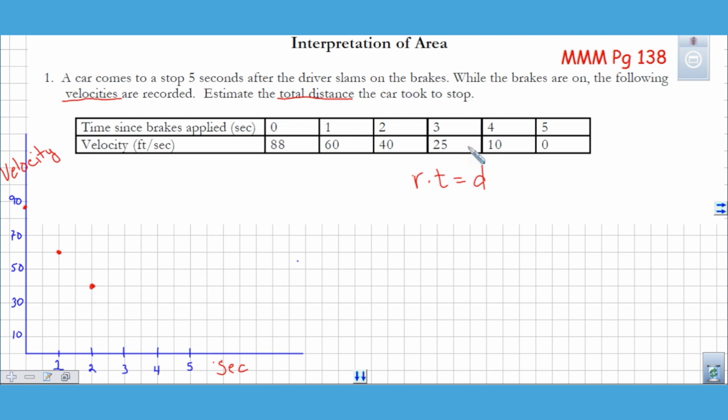At 3, he was 25. And then at 4, he was 10. And at 5, he was 0. So it's kind of like a little curvy thing. It's not really a line because there's not a constant rate of change. That's a rate of change of 28. This is 20. See how the change in velocity is not constant? So this is not a line. It's some kind of curvy function.